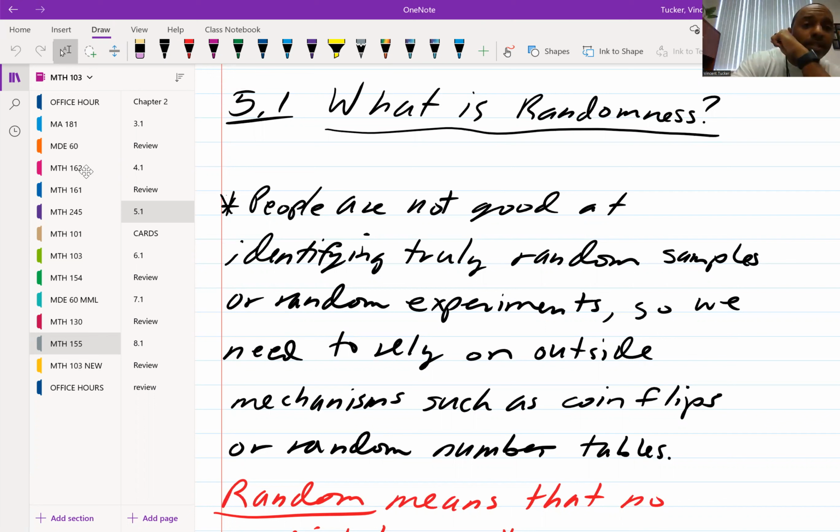Okay, so chapter 5 takes us into probability. Like I said, depending on how long 5.1 is, that'll dictate whether we get into 5.2 or not. But we're looking at randomness first. People are not good at identifying truly random samples or random experiments. So we need to rely on outside mechanisms such as coin flips or random number tables in order to actually get randomness.